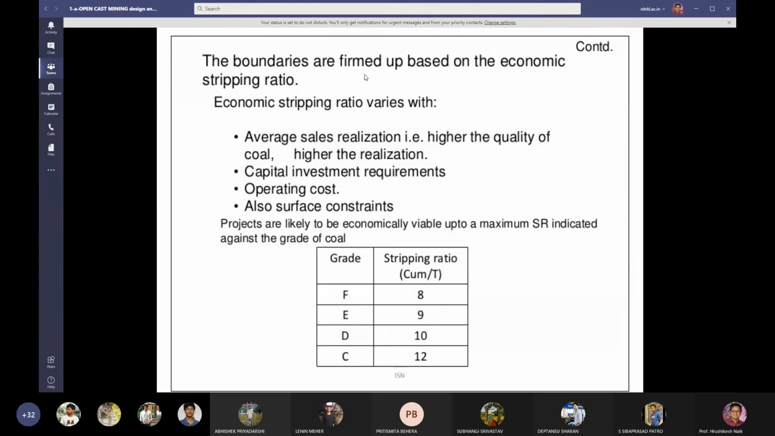So the boundaries of open pit mining are formed based on the economic stripping ratio. The economic stripping ratio varies with average sales realization. That is, the higher the quality of coal, the higher the realization. Capital investment requirements, operating costs, and also surface constraints matter. Projects are likely to be economically viable up to a maximum stripping ratio indicated against the grade of the coal. This is the grade of the coal A, P, D, C, and these are the stripping ratios 8, 9, 10, 12.